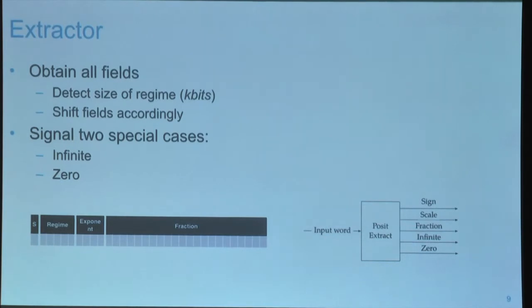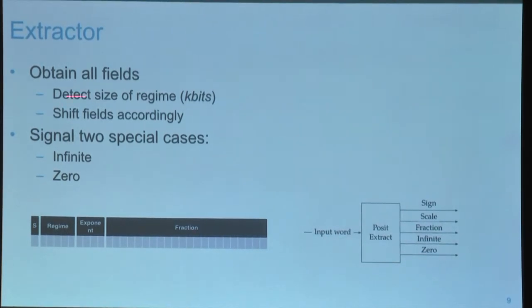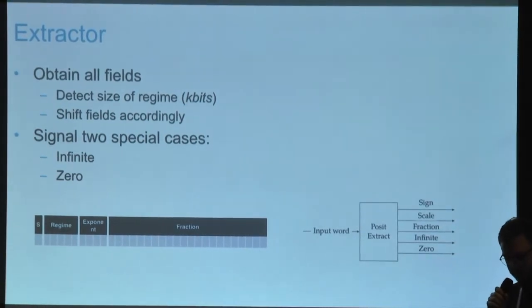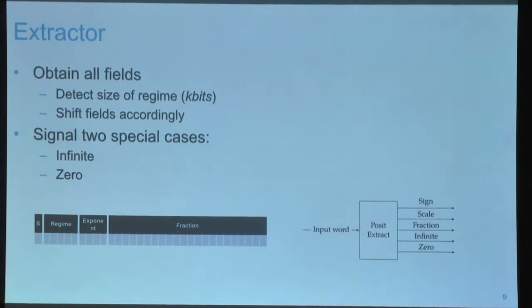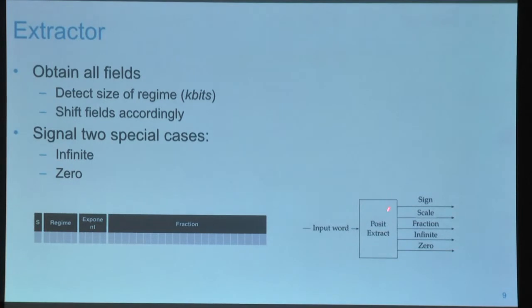So let's first look at the extractor. All the fields are obtained. We have to detect the size of the regime by counting the leading zeros or ones. We shift the fields accordingly, and the 2 special cases create these control signals, zero and not a real, that we can use in the control mechanism in the rest of the accelerator.